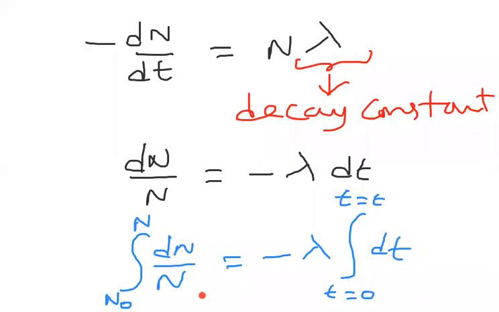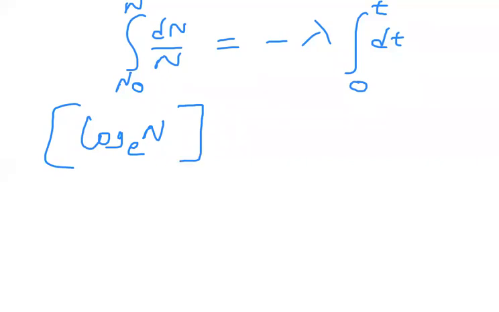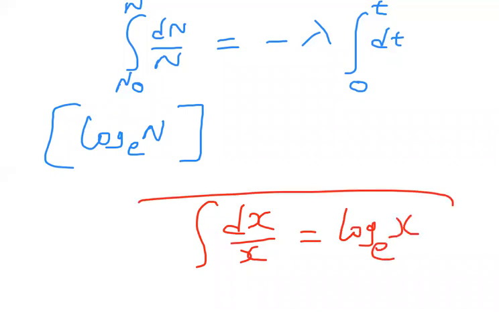Now apply integrations. Integral dN by N is equal to minus lambda into integral dt, with lower limit 0 and upper limit t. At 0 time, the number of nuclei is N0. At present time t, the number of nuclei is N. So integral dN by N is log N, base e. In integrations, we have one formula, beta: integral dx by x is nothing but log x base e. This is a basic formula from integrations.